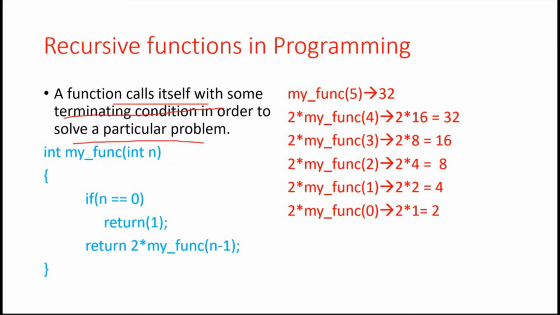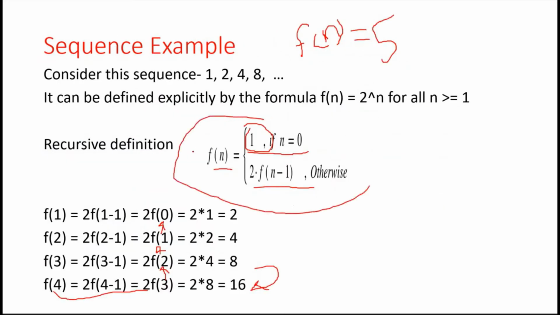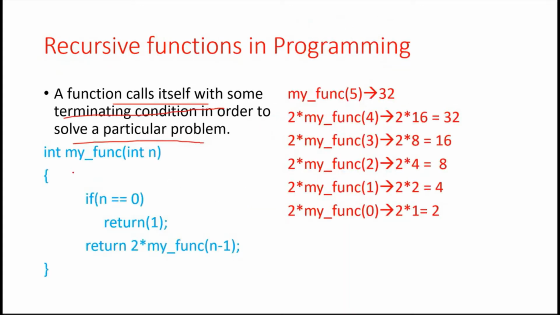Here, this is the recursive definition of this sequence, and I have written some code according to this recursive definition. Means when n equals 0, we have 1, otherwise we have this case. Here n is the parameter of this function, and if n equals 0, we will return 1, and otherwise we have 2 into myfunc n minus 1.